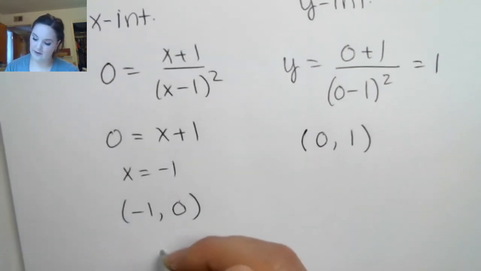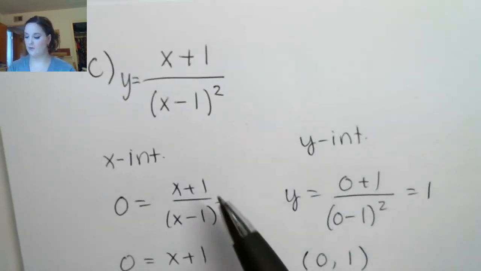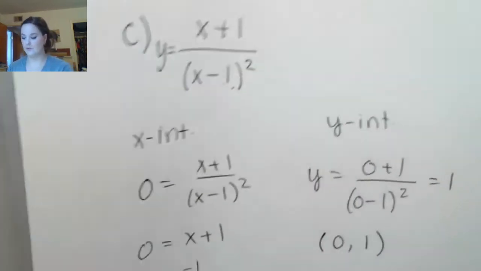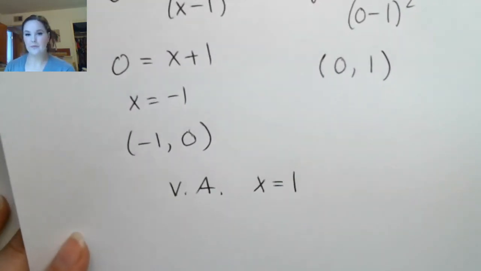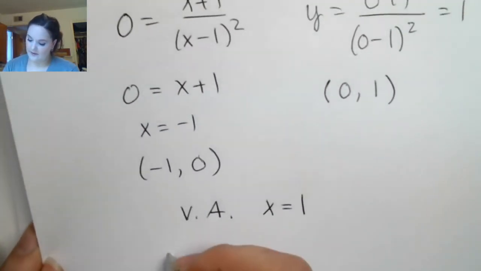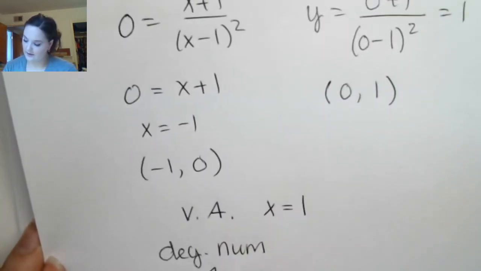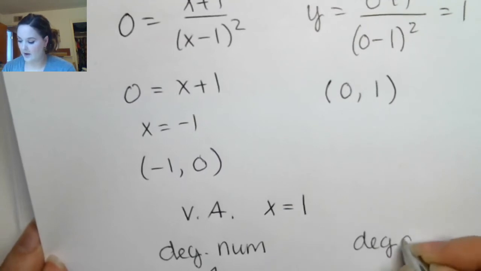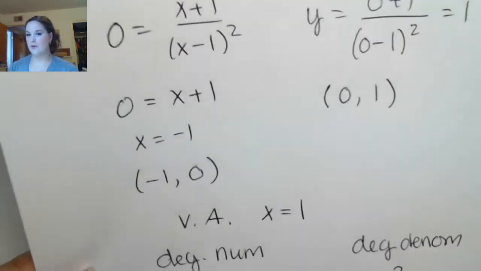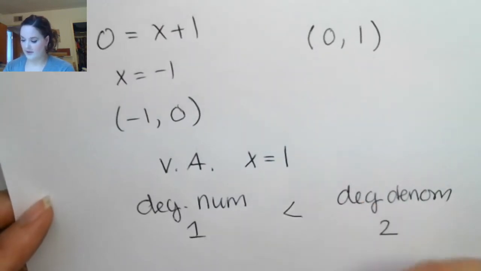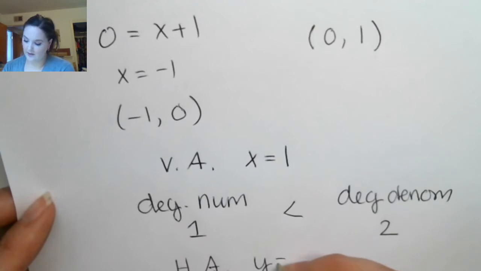Then I'm going to look at my vertical asymptote, which remember is only based on the roots of the denominator. So the only root down here is going to be 1. Now the degree of my numerator is 1. The degree of my denominator is 2. And whenever the degree of the denominator is larger, like it is here, you have a horizontal asymptote at y equals 0.